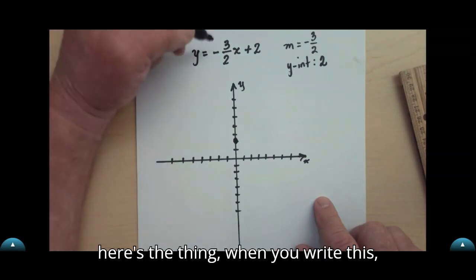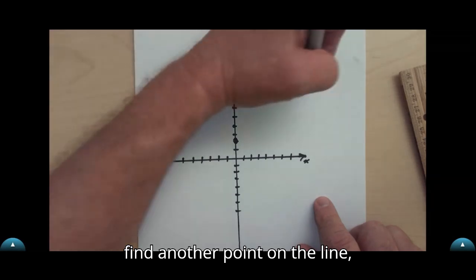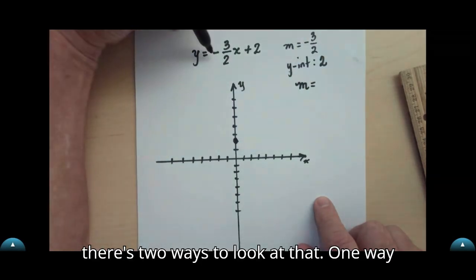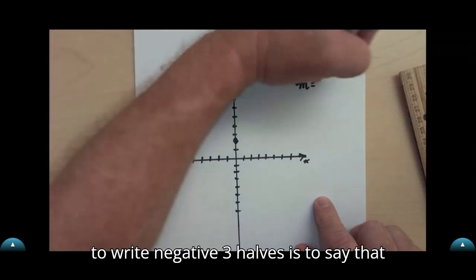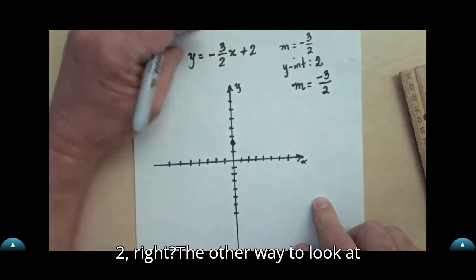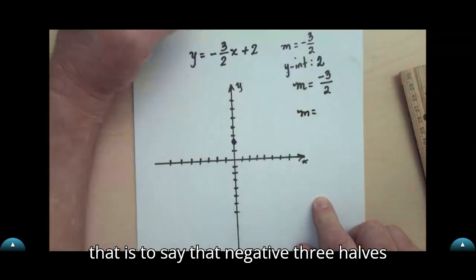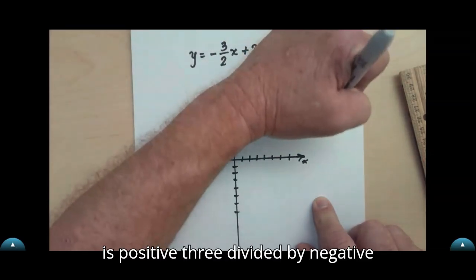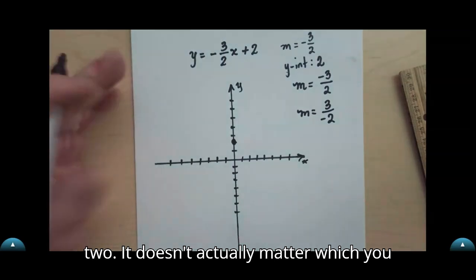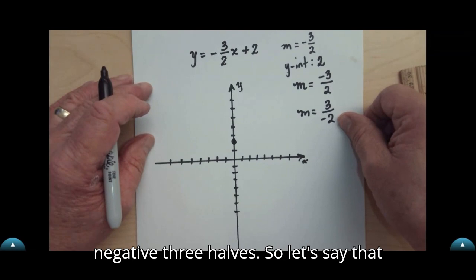Now here's the thing. When you're going to use this slope to find another point on the line, there are 2 ways to look at that. One way to write negative 3/2 is to say that that's negative 3 divided by positive 2, right? The other way to look at that is to say that negative 3/2 is positive 3 divided by negative 2. It doesn't actually matter which you use because either of these is equal to negative 3/2.